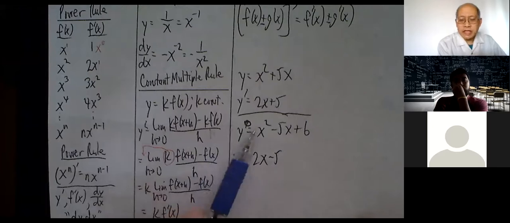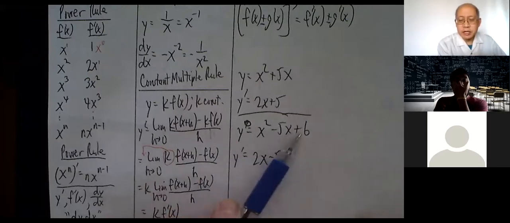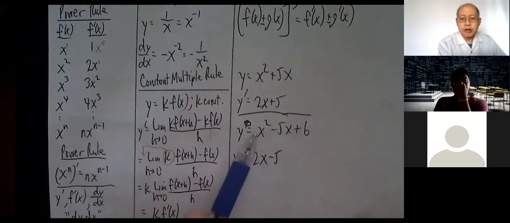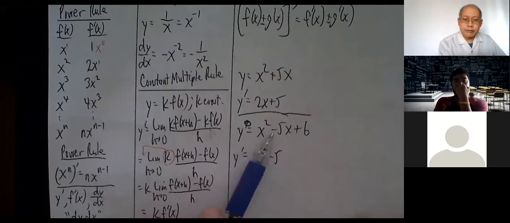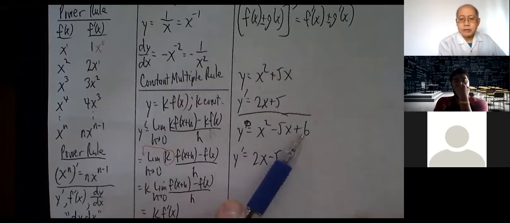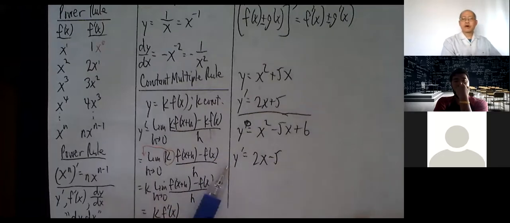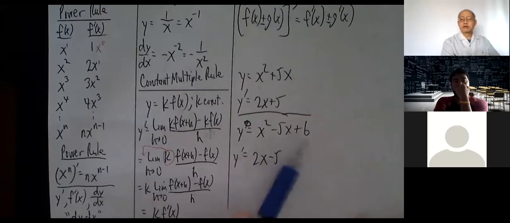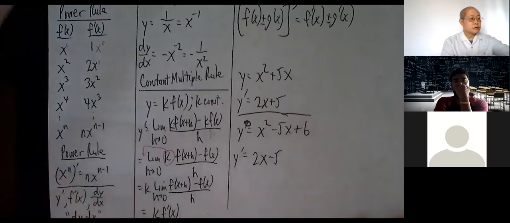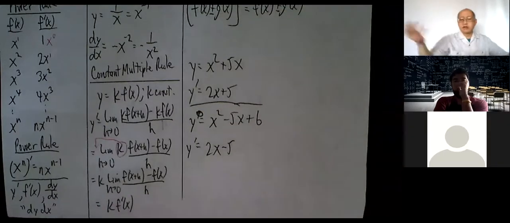Okay, how about y equals x squared minus 5x plus 6? Okay, so it's a derivative of something minus something plus something. So it's a derivative of this minus a derivative of this plus a derivative of this. Okay, so this is y. What's y prime? Derivative of x squared, 2x. Derivative of negative 5x, minus 5. What's the derivative of 6? It's a constant. So the derivative of a constant is 0. So it's plus 0. But if it's plus 0, you don't have to write anything.